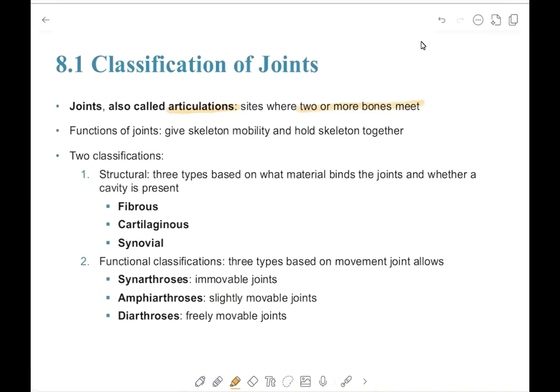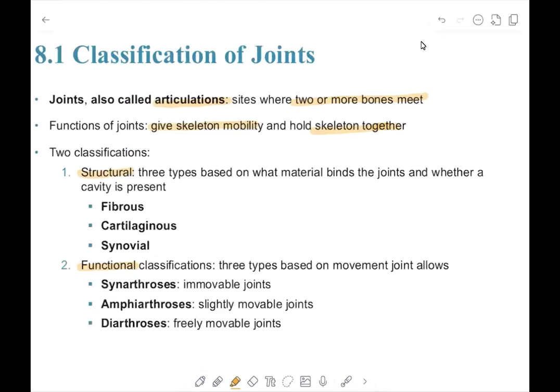Joints are a very, very important part of the skeletal system, and they give the skeleton mobility and hold the skeleton together. When we classify joints, we do that based on two different criteria that you've already learned so far this semester. We do that based on the anatomy, which is the structure, and on the physiology, which is the function. So we're going to make a little chart here first.